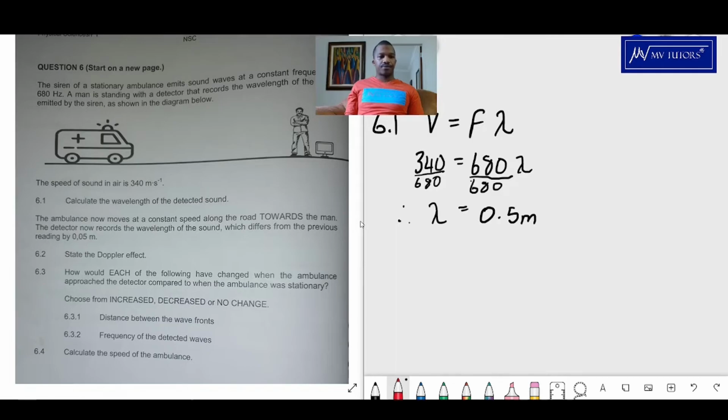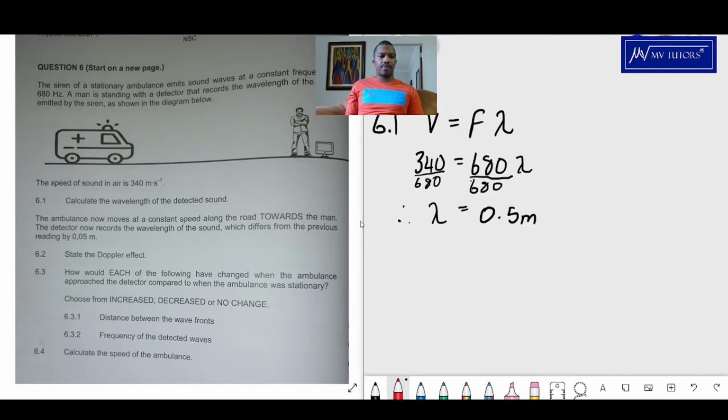Okay, now it says, how would each of the following have changed when the ambulance approached the detector compared to when the ambulance was stationary? So it's basically asking when the ambulance is moving, what is the change? Choose from increased, decreased, or no change. Distance between the wave fronts.